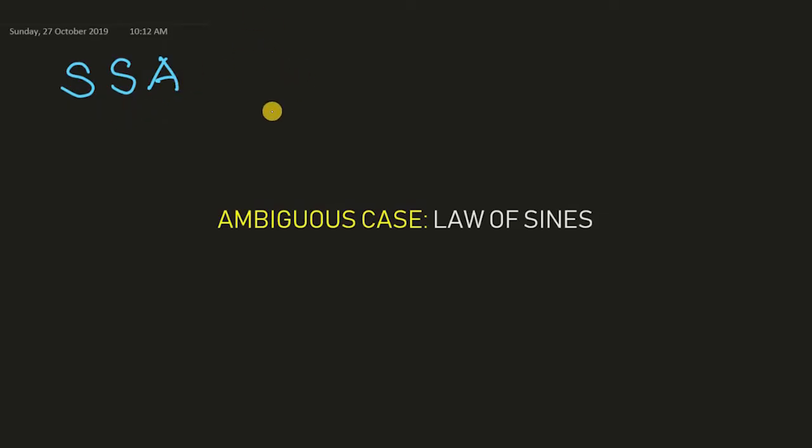So, I will draw an example for an ambiguous case para ma-visualize niyo kung paano magkakaroon ng dalawang solution or dalawang triangles. So, kunwari, ito, 30 degrees. This is 10. This is 6. So, we are given two sides, that is 10 and 6, and an angle of 30. And also, naka-ratio kasi yung angle 30 ay meron siyang opposite na side.